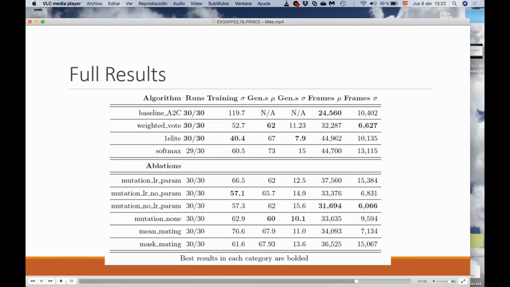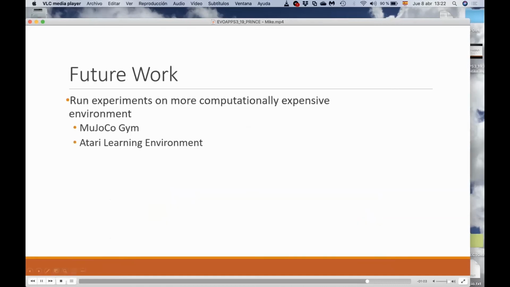We can see all the results here numerically, with the averages calculated for completion time and the areas calculated for stability. As we can see, weighted vote with no learning rate mutation but directed parameter mutation struck a good balance between stability and performance. Looking forward, a natural extension of this work is to apply it to more complex problems to see if stability gains hold up in other environments.